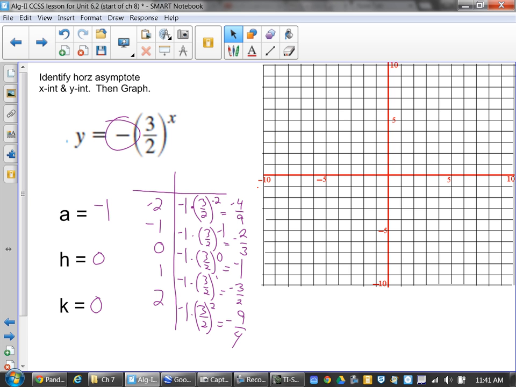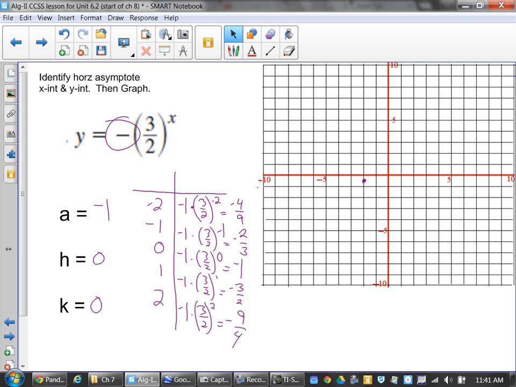Remember, you're using order of operations to set them up. You have to take care of your exponents first, then you multiply it out by the constant. All right. So if I'm looking at this, the plot, negative 4 over 9 is what?